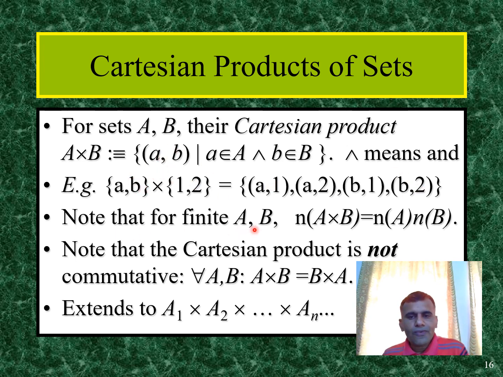Okay. Note that for finite A and B, the cardinal number of A cross B is equal to the cardinal number of A into the cardinal number of B. Note that the Cartesian product is not commutative. A cross B is not equal to B cross A. We can extend this Cartesian product for more than 2 sets also. It can be extended till n number of sets: A1 cross A2 and so on, cross AN.